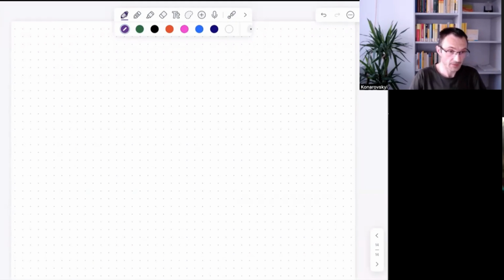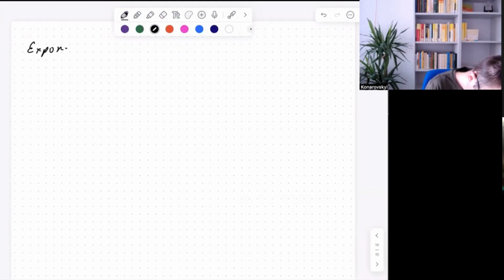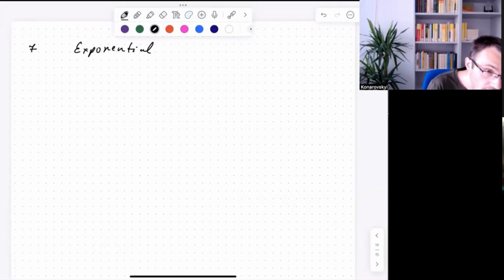Good, then exponential tightness. It is section 7.3.3. Exponential tightness.